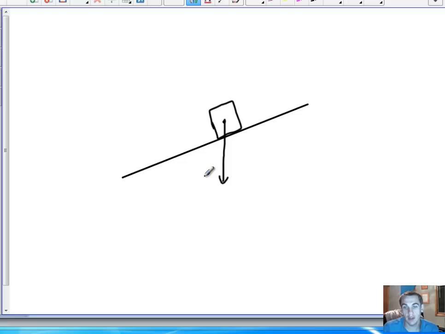The very first thing you've got to do is label your forces. This is the force due to gravity. Gravity doesn't care that it's on a ramp. Gravity always pulls straight down. So gravity is always going to pull in this direction.